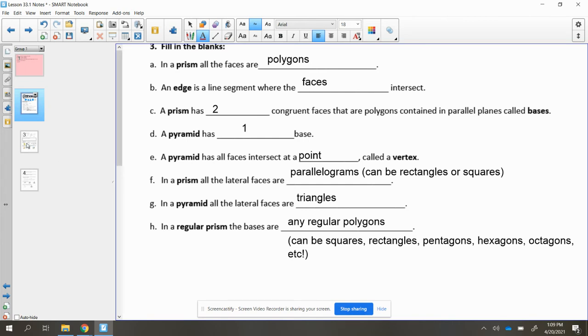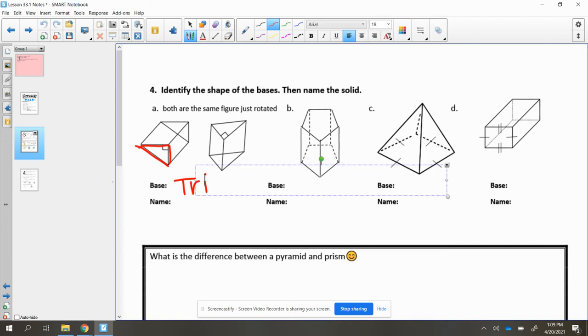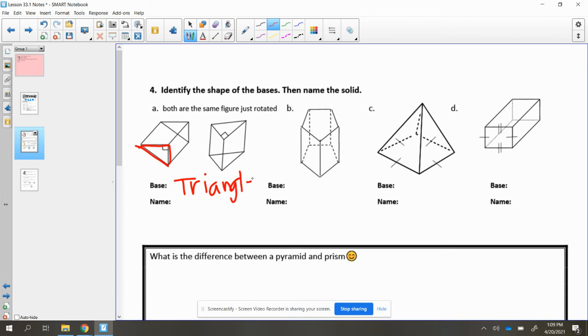Now, from here, we get into identifying. Notice in this first one, we have a prism, and the bases in this one are specifically right triangles. So our base shape here is a triangle. So specifically with this prism, what we would call this is a triangular prism.